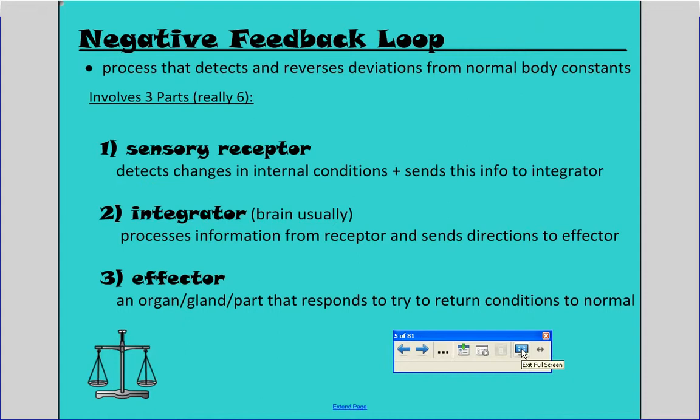Then a stimulus, and then the stimulus is detected by the sensory receptor. So a sensory receptor is basically a receptor that is able to detect changes in internal conditions. It sends information to your integrator, which in us is a brain, which processes the information and sends directions to an effector. And the effector is a part that does something to try and return conditions back to normal. So it's usually an organ or gland or a muscle, and it will perform an action which will bring about the last thing, which is the response.